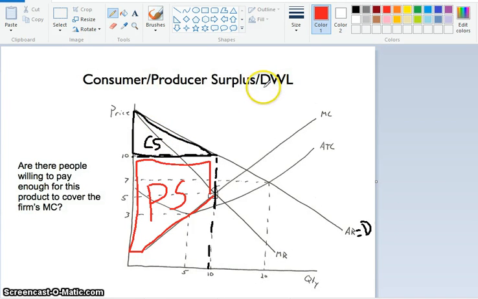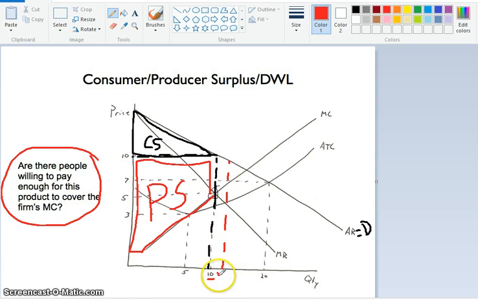Now, the other one that we've got is this deadweight loss. And the question here that is helpful for us to find this deadweight loss: are there people willing to pay enough for this product that the monopoly produces to cover the firm's marginal cost? So beyond 10 units, are there people that would pay more than the cost to produce that 11th unit? Well, go right here for me. Let's go to this spot here. Let's say, for the sake of saying, that this is 11.